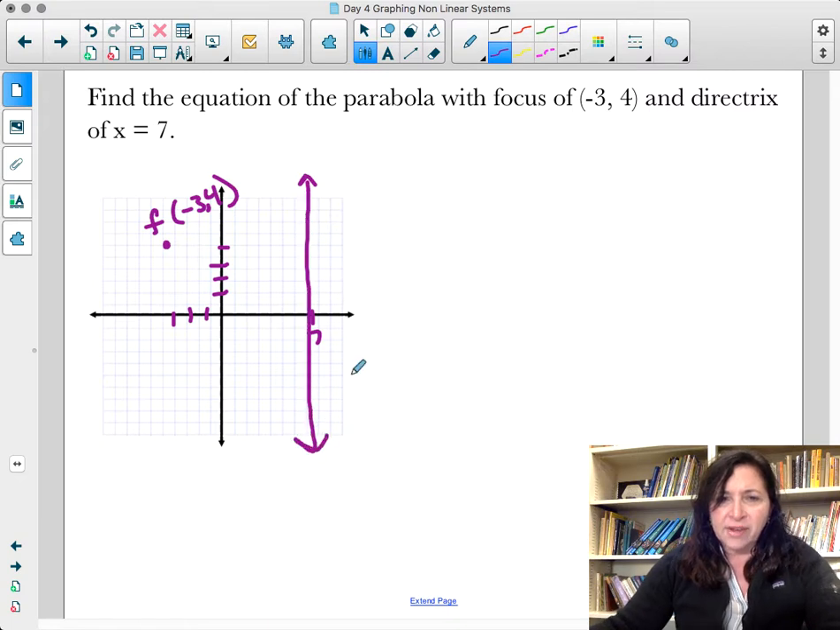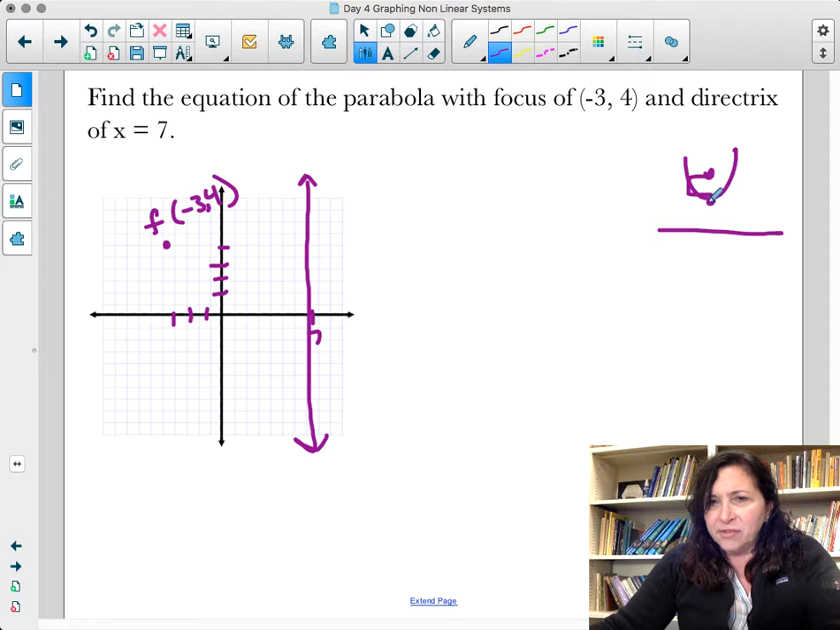That's my directrix. Now, what you do need to remember is that when you have a parabola and a focus point, the distance from here to here is your p-value. That same distance from here to here is your p-value again.